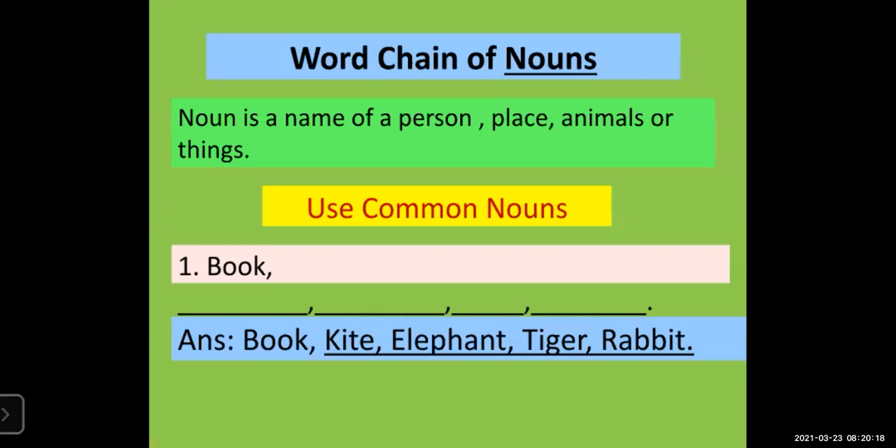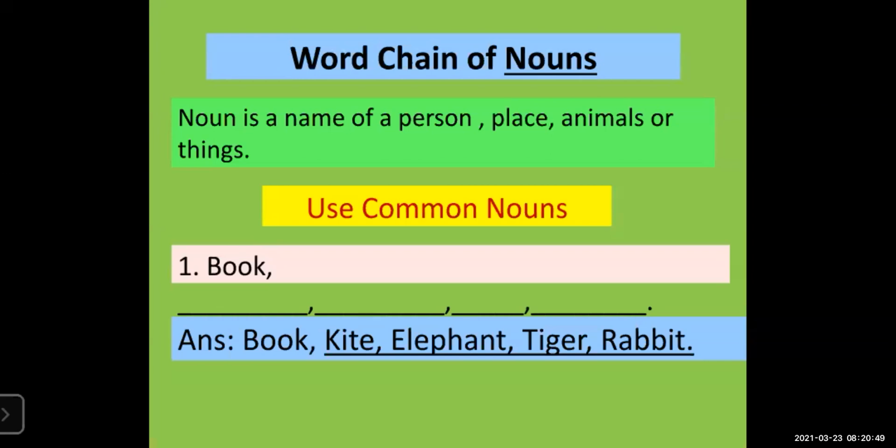Now, book is a common noun. Suppose a name is given, a particular author's name, or for example, Wings of Fire. This is the name of a book written by APJ Abdul Kalam, the autobiography of APJ Abdul Kalam. Now this Wings of Fire is a proper noun, and book is a common noun. Any book can be used, so that's why it is a common noun.